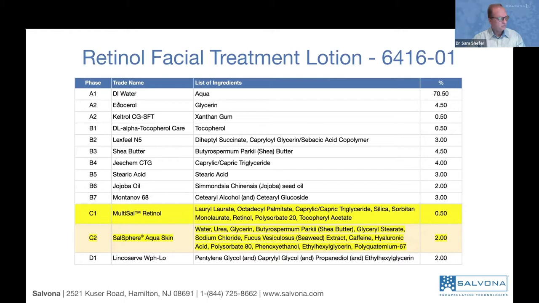So you want to translate? I think they can understand the raw materials in the formula.